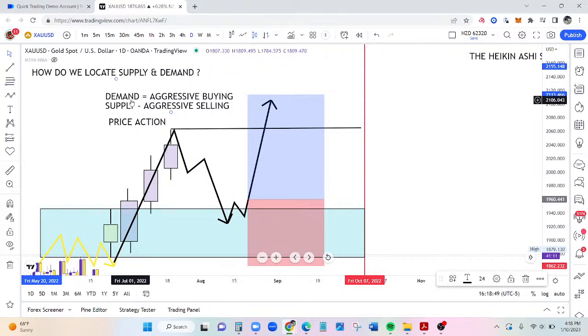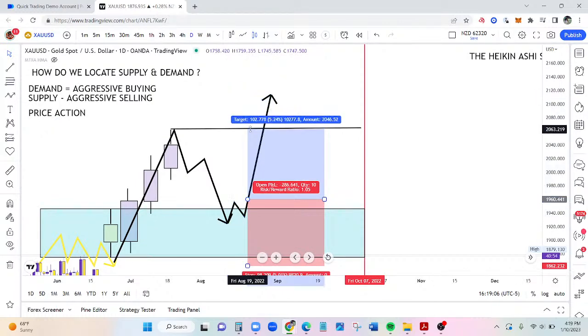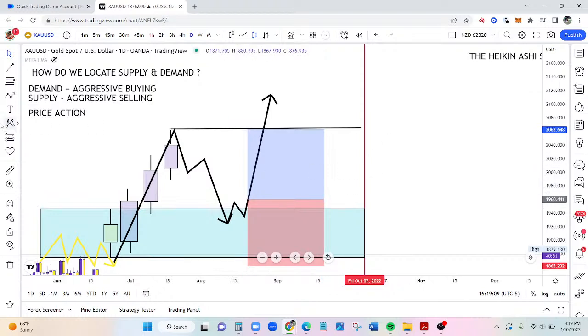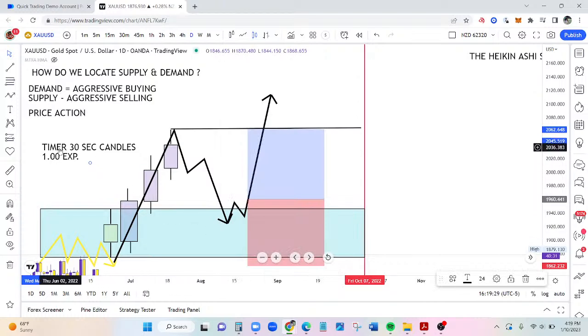So that's the first step for demand. How do you find demand? Demand is aggressive buying. We want to follow the leader, the big banks. The big banks are going to give you the signal. We're going to wait for retracement, and follow the leader to catch the next higher high, or exit here, or use the timer that we're going to use for binary today. Okay, 30-second candles for binary, but 1 minute timer, 1 minute expiration. That's going to be our rules today for binary.